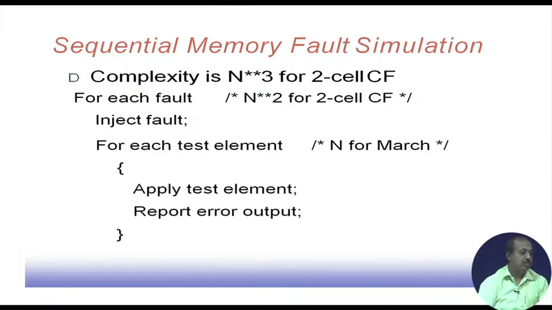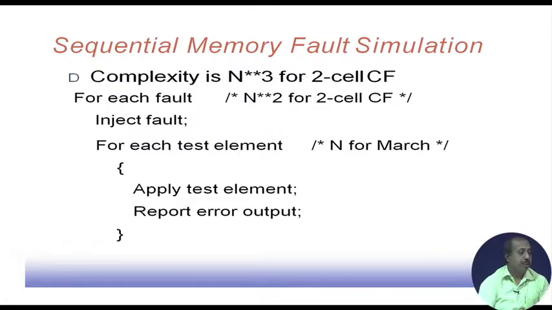Now, for each of these faults, I need to inject the fault, and for each of the test elements, we have to apply the test element and report the error output. For a march test, at least n operations are to be done, say some constant multiplied by n. For march algorithms we have seen it is 4n, 6n like that, so it is again some sort of n. So, n into n square, the overall complexity becomes n cube, and n being large, this n cube is going to be prohibitively high.